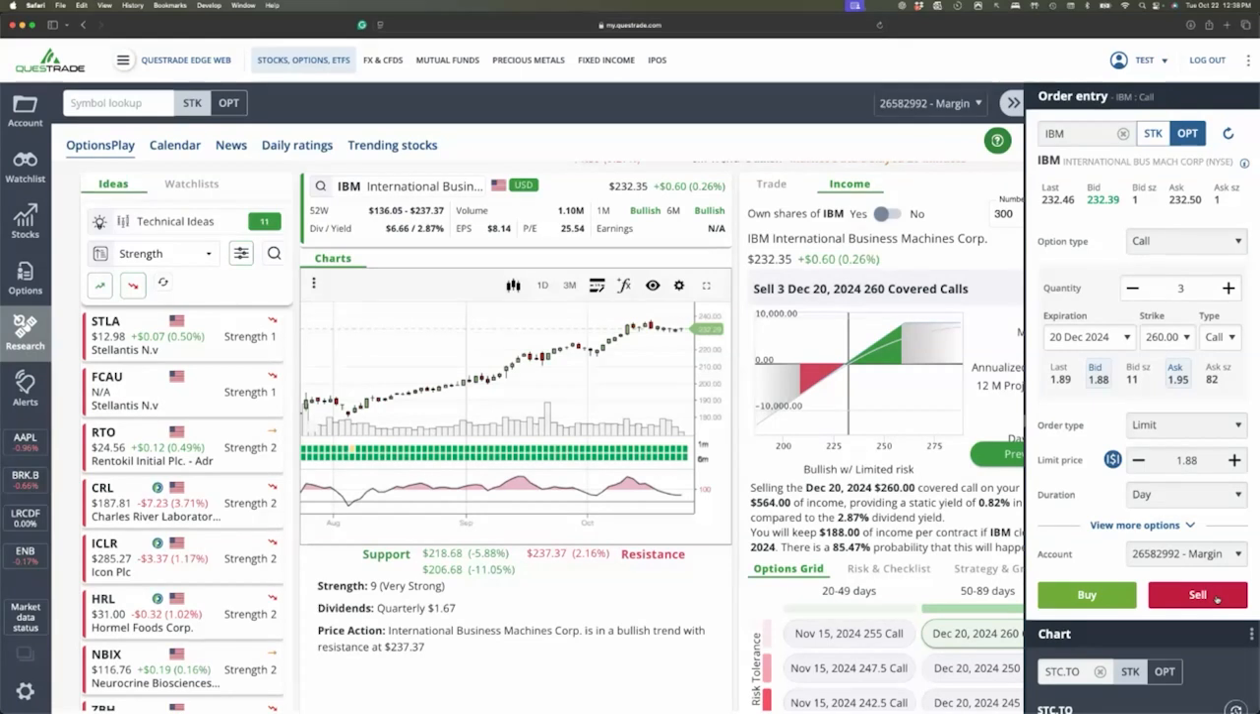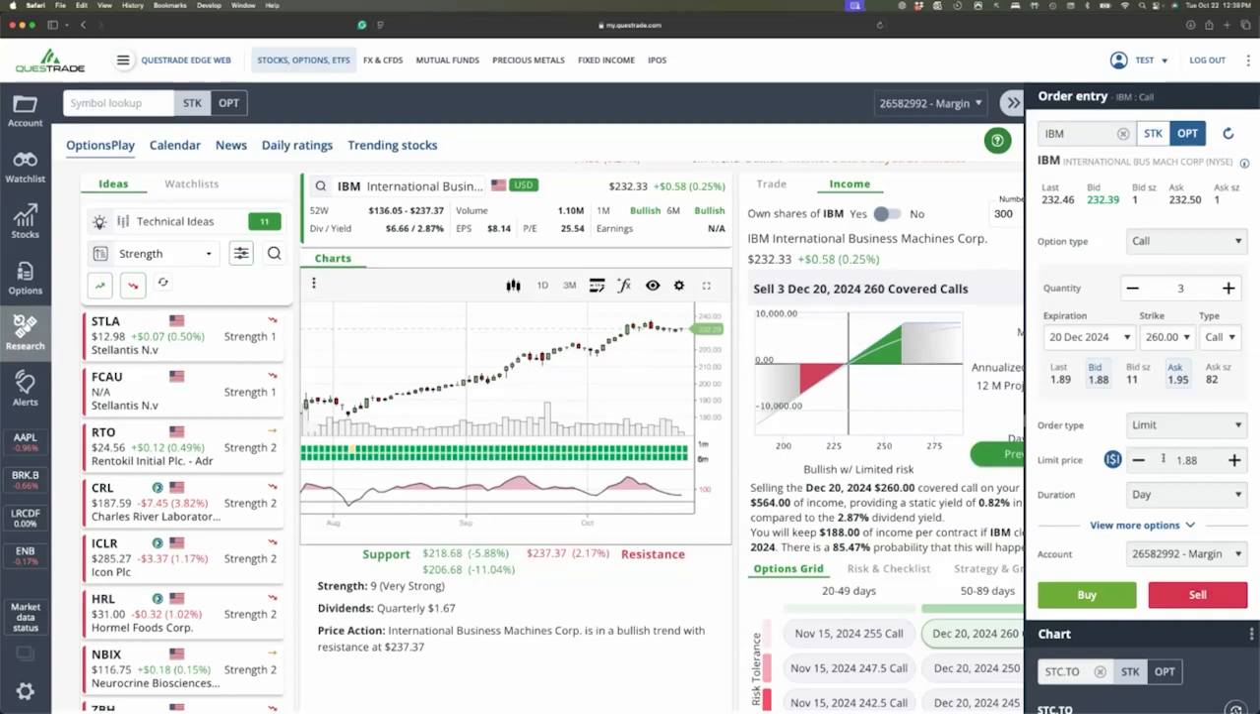So this is all designed to help you quickly do that research for selling covered calls with any stock that you might own in your portfolio, calculating all of the information that you would need in order to make that trading decision, and then being able to enter that order very quickly.